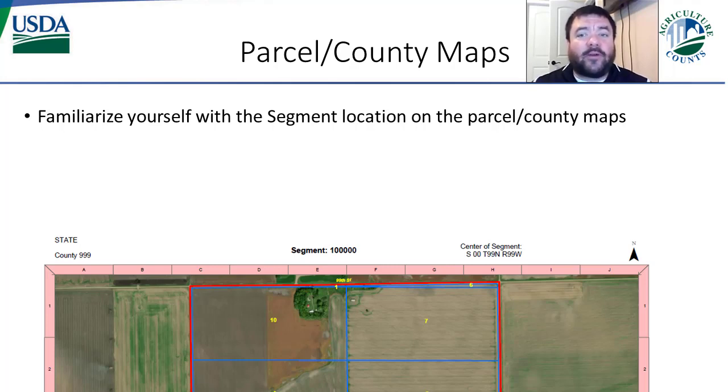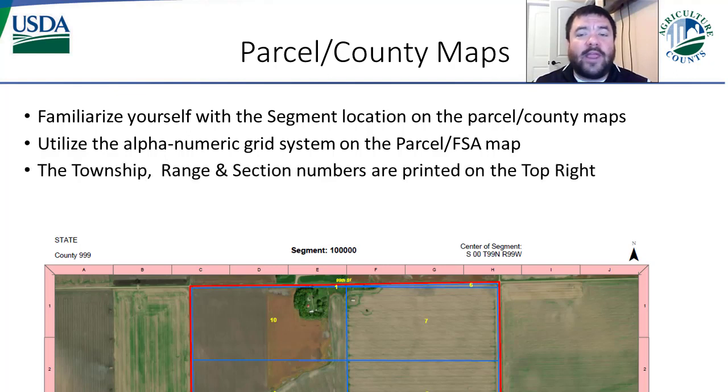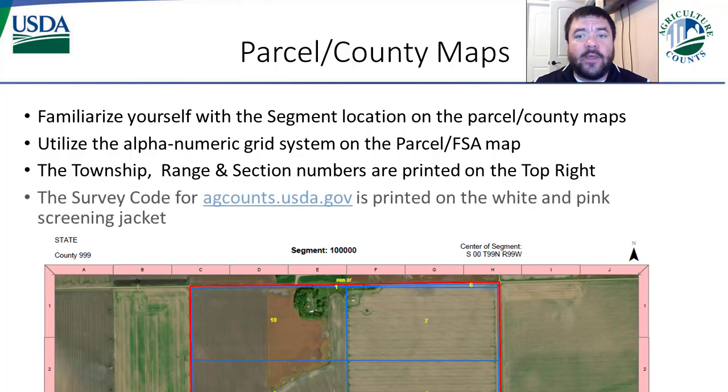Here is an example of a parcel map. Notice the alphanumeric grid system on the edges of the map. Hopefully this will make it easier to converse with the operator and relay location of the specific areas of the segment. The township, range, and section numbers are printed on the top right of each parcel map. If possible, it would be best for respondents to have access to either the paper or electronic copy of this map during the interview to make the process run more smoothly. The survey code needed to access the map on agcounts.usda.gov is printed on the front of the screening packet.